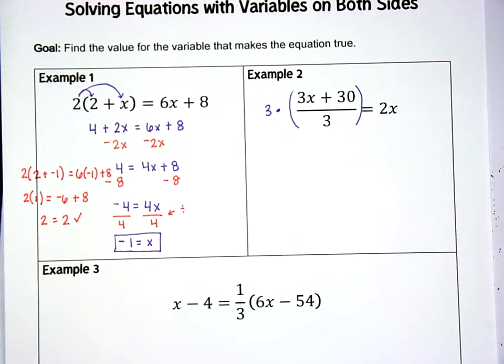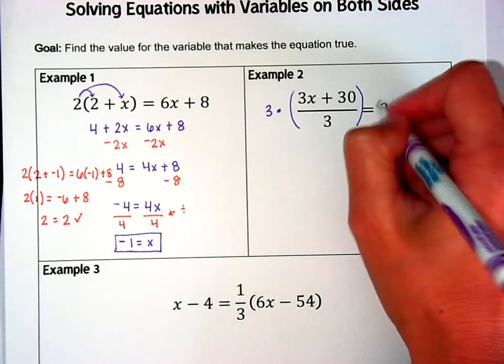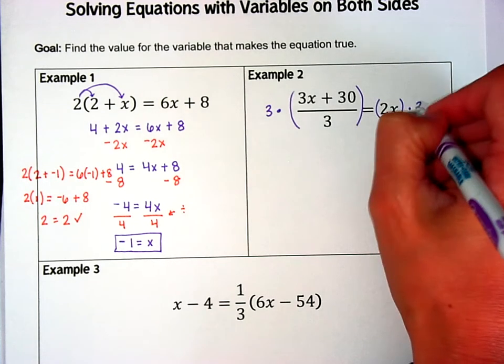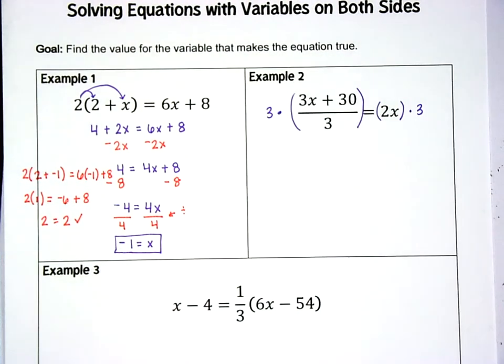And again, to keep that equation balanced, we would do the same thing on the other side. We would multiply this side of the equation by 3.